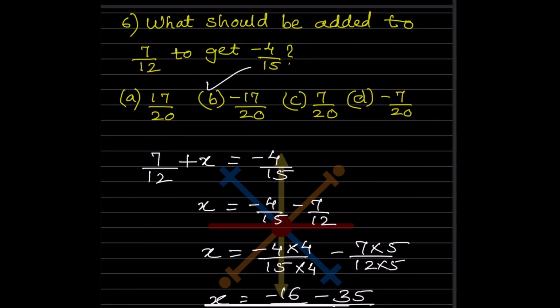Now, what should be added to 7 by 12 to get minus 4 by 15? So now what will you do here? 7 by 12, let us consider that as x. What should be added? The number should be x, to get, you are going to put here minus 4 by 15. Now because this is plus, you are not going to flip over. Whenever there is plus or minus here, you are not going to flip over, but wherever there is multiplication, then you are going to flip over. So be careful with this type of problem. So you are just going to put here, since there is plus, it is going to give minus 7 by 12.